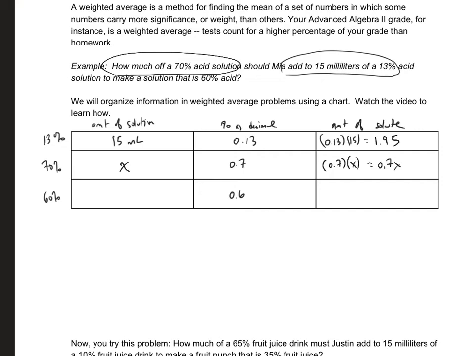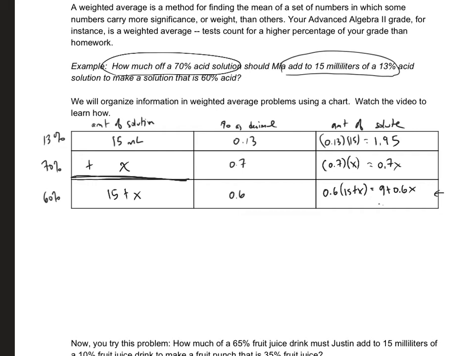So for the amount of solution, I started with 15 milliliters of stuff, and I added x milliliters of stuff. That means I have 15 plus x milliliters of stuff. In this third space, I'm going to calculate the amount of solute exactly the way I did for the first two. So I've got 0.6 times (15 plus x), and that comes out as 9 plus 6/10 x.